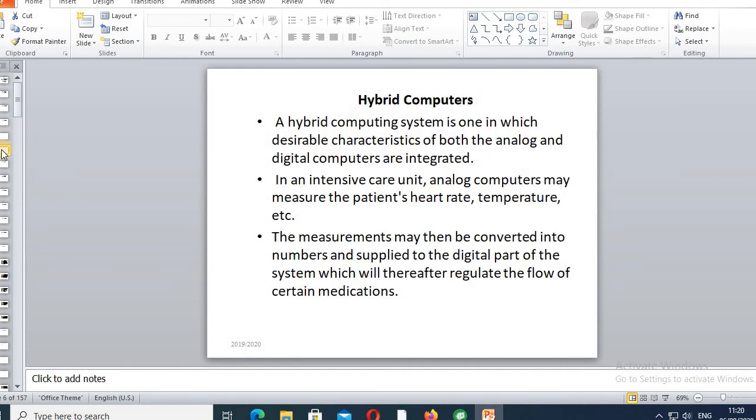A hybrid computer system is one in which the desirable characteristics of both the analog and digital computers are integrated. So with a hybrid computer, you expect that both analog and digital will be done.